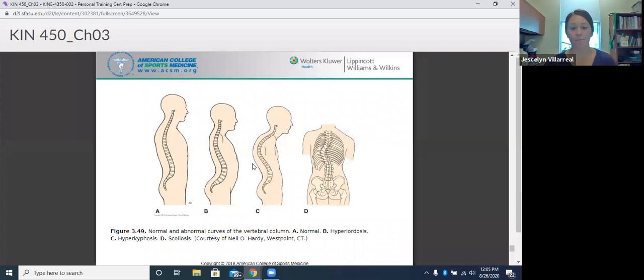Hyperkyphosis is now the upper back is rounding. The abs are probably very weak, and this area could be chest very tight, pulling the low back or the upper back into rounding. And then you have an issue called scoliosis. Okay, so this is in the frontal plane and it's a lateral deviation. Lordosis and kyphosis are in the sagittal plane, so it's going to make that person stand odd in the sagittal plane.